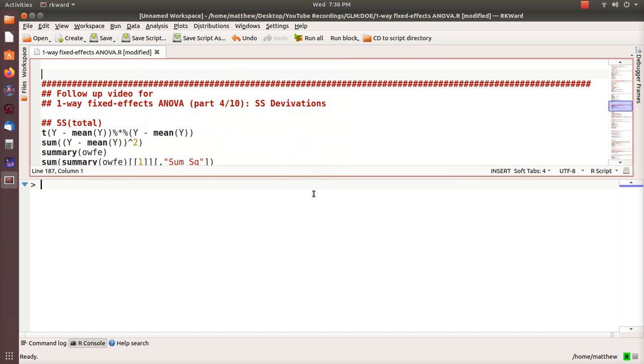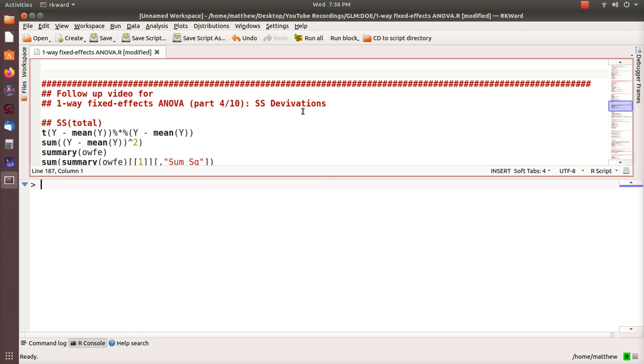Hello, this is the next video in a playlist that I'm calling General Linear Models Design of Experiments. And here we're going to illustrate part 4 in a series that I'm calling One-Way Fixed Effects ANOVAs. In part 4 we looked at the sum of squares deviations.